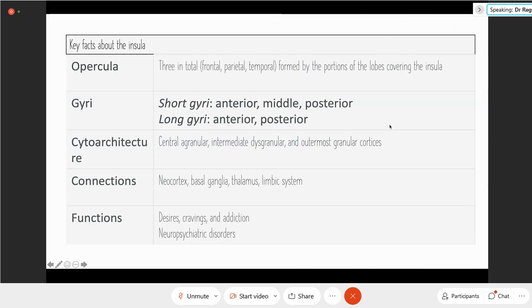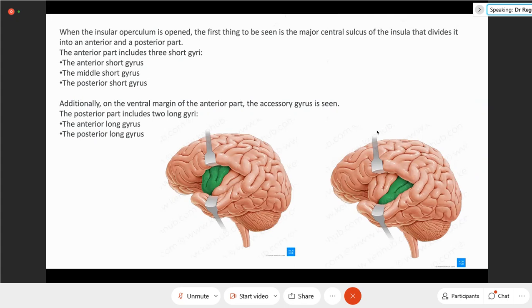So what does it do? This is another image of the anterior and posterior lobes. The three short anterior, medial, and posterior gyri in front, and the anterior long and posterior long gyri at the back. That's all the parts. There's no frontal lobe, no temporal lobe, nothing.